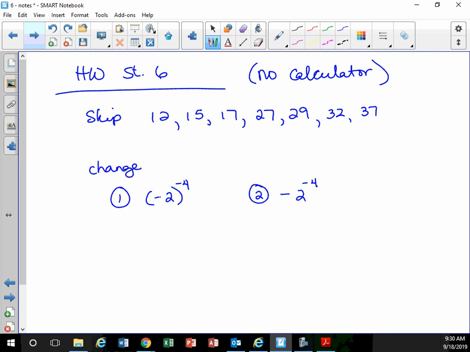Alright guys, so skip a bunch of them. 12, 15, 17, 27, 29, 32, 37. Skip all of those. Yeah, so guys, and then question 1 and 2, since I'm having you do this without a calculator, change 1 and 2. Make 1 -2 to the -4th, and make 2 -2 to the -4th. But they're different, okay? They mean different things. I don't want you to do 6 to the 4th. You don't need to multiply that much, okay? Stop at 36. Now you're like, I know 6 squared.